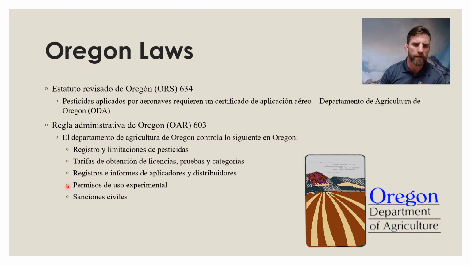Oregon Department of Agriculture. And finally, the Oregon Department of Agriculture implements civil penalties or punishments when you don't use pesticides properly, or you violate the labels, or you apply something without a license. So those are the different things associated with the Oregon Administrative Rule, or OAR 603. Basically defines all the things the Oregon Department of Agriculture does in association with pesticide licensing, application, and record keeping.